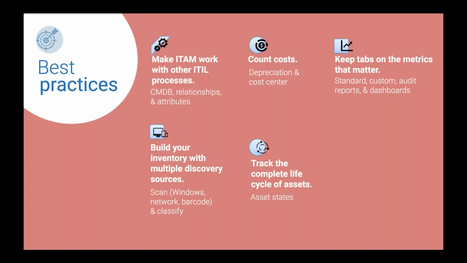Keep tabs on the metrics that matter. Make use of all the reports that are available out of the box, and also make use of the dashboards to know the current status of your asset management practice. Build your inventory with different data sources. You can collect information from various data sources and put it under asset management. That way, asset management will become the one and only source of truth for all the assets that are in your organization. Track the complete asset lifecycle with the help of asset states. Build your asset states and make use of them to mark the current status of the asset.